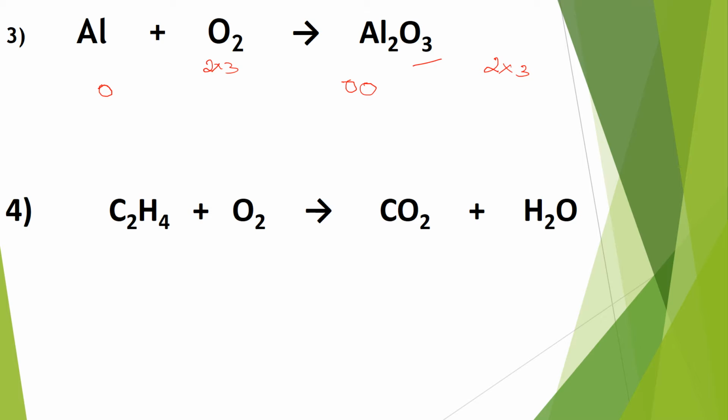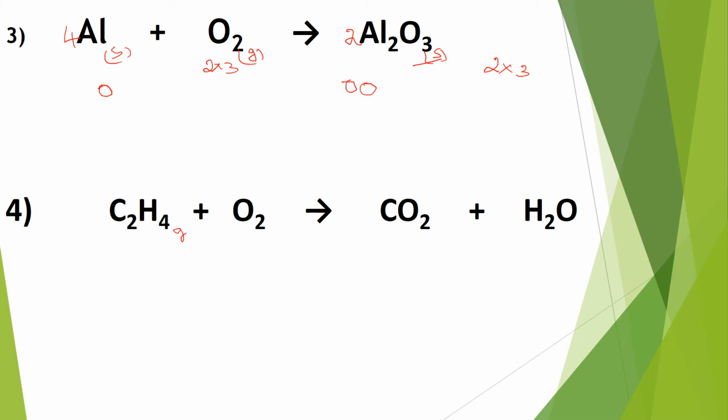So let me write that 3 near the oxygen on the reactant side and 2 near the aluminium oxide. So now aluminium has become 4. So I have to write 4 in front of aluminium. Now let us write the physical state symbols. Solid for aluminium, which is a metal, and oxygen is a gas, and aluminium oxide, which is again a solid. So this is how you need to balance the chemical equation. Very easy. And the next one, a little tricky one.